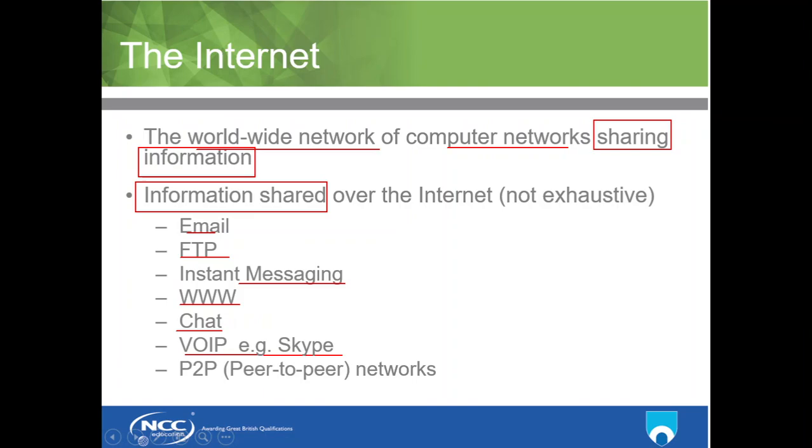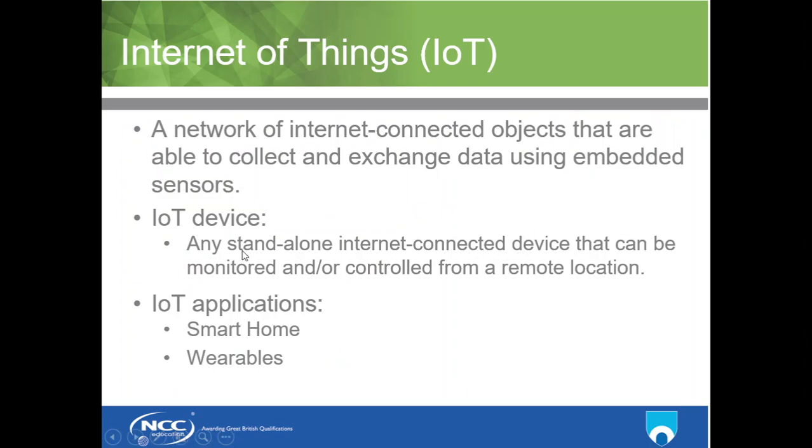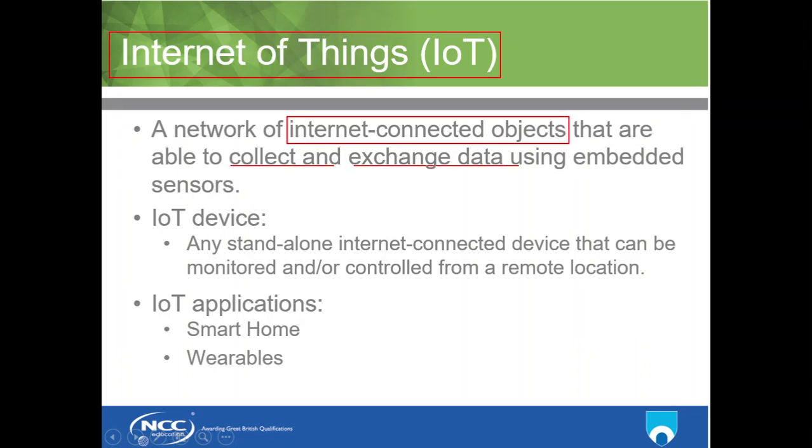Voice over IP like Skype and what we are using right now to learn, and also peer-to-peer networks, P2P networks. Then we have the Internet of Things. Now, the Internet of Things, on the other hand, is a network of internet-connected objects that are able to collect and exchange data using embedded sensors.